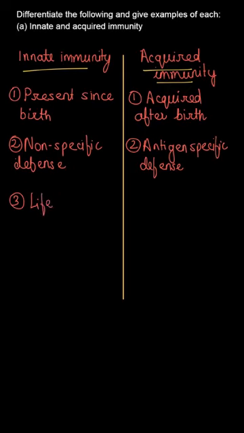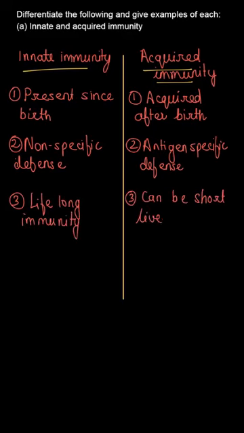Moving on to the next point, innate immunity is lifelong immunity, whereas acquired immunity can be both short lived or lifelong. So, why do I say innate immunity is lifelong? I already said that innate immunity comprises cellular barriers, epithelial barriers, and physiological barriers. These are present right from the time of birth, right? So this cannot go anywhere. That's why it's called lifelong immunity. Whereas acquired immunity is short lived or lifelong.